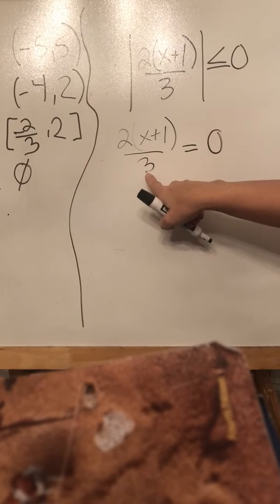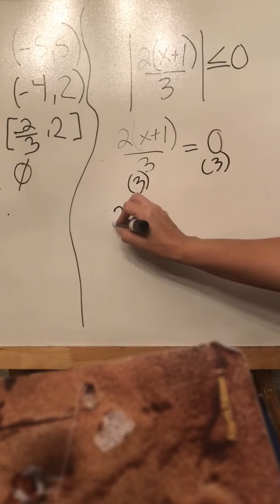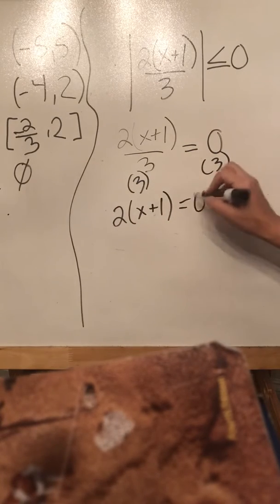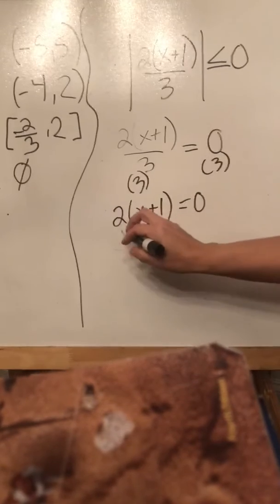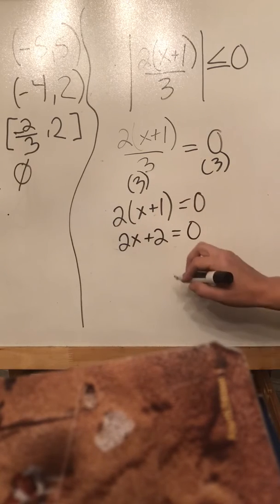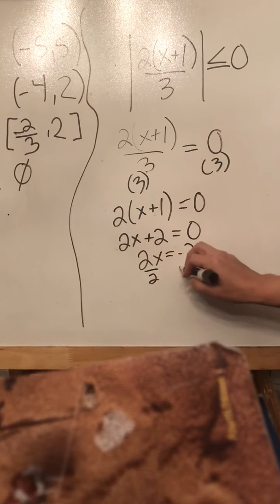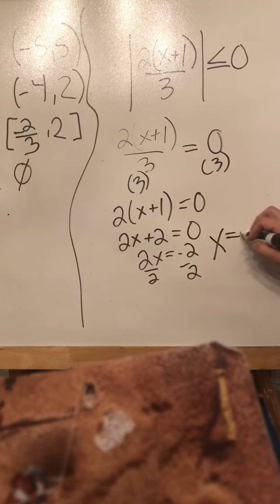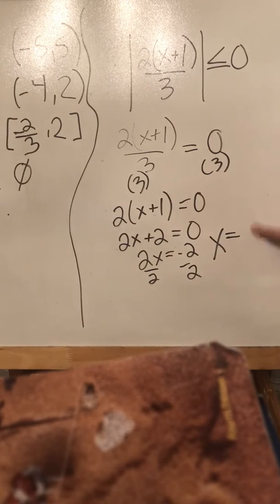The first thing we're going to do is get rid of the 3 down here. Multiply by 3 on both sides. So now we have 2 times x plus 1 equals still 0, because 0 times 3 is 0. Now distribute your 2. So we have 2x plus 2 is 0. Subtract 2, so we have 2x equals negative 2. And divide by 2. Negative 2 divided by 2 is negative 1. So your answer here is negative 1.